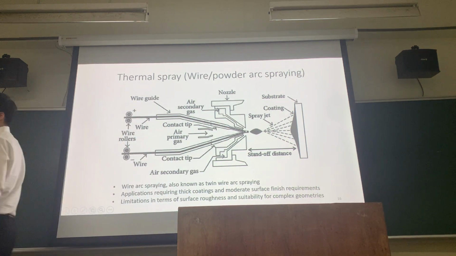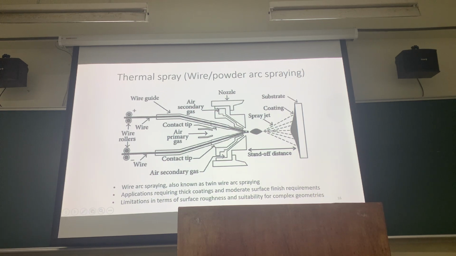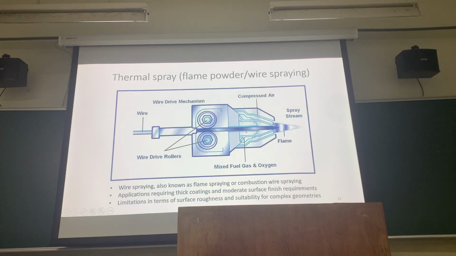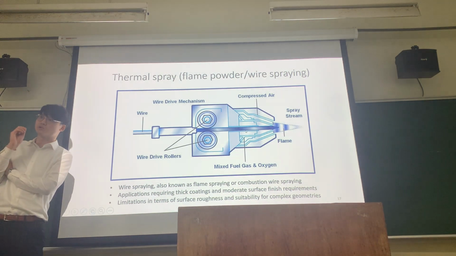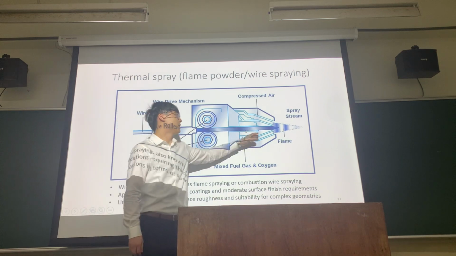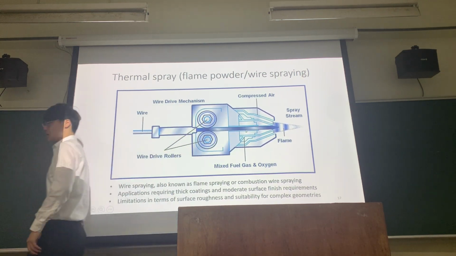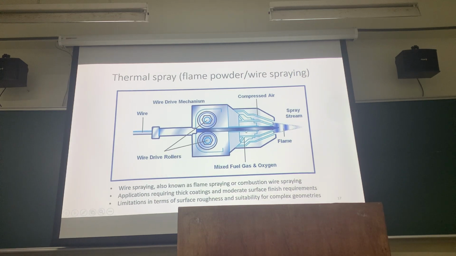So this is the wire arc. The powder version, you can also feed in powder from each side, positive and negative. And then there is thermal spray, which you can call flame powder or wire spray. There's no arc going on, no positive, negative, or electricity. You're just burning the powder into a molten form. You're feeding the wire, and a combustion center heats it up and turns it into liquid. So this is flame powder or wire spray.